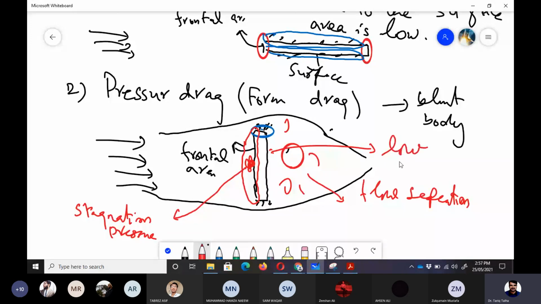So now you can easily see that there would be a force in the positive x direction, because the pressure at the front side is more than at the back.